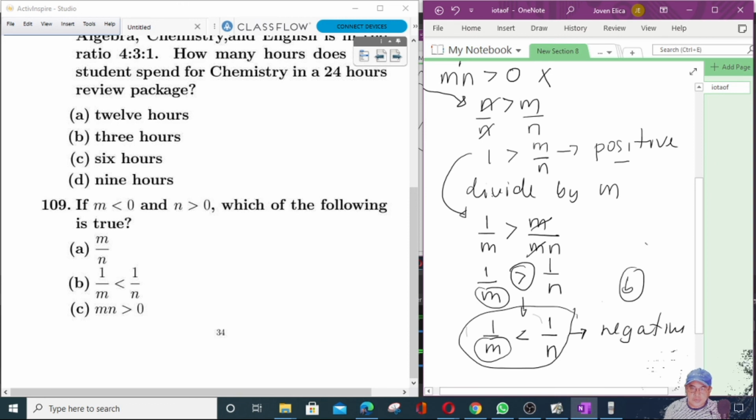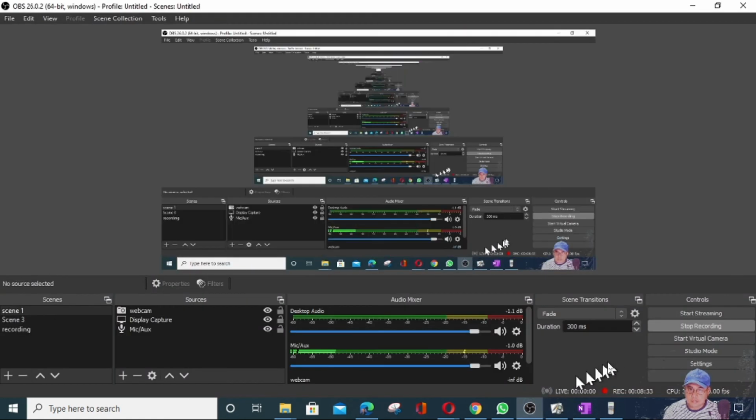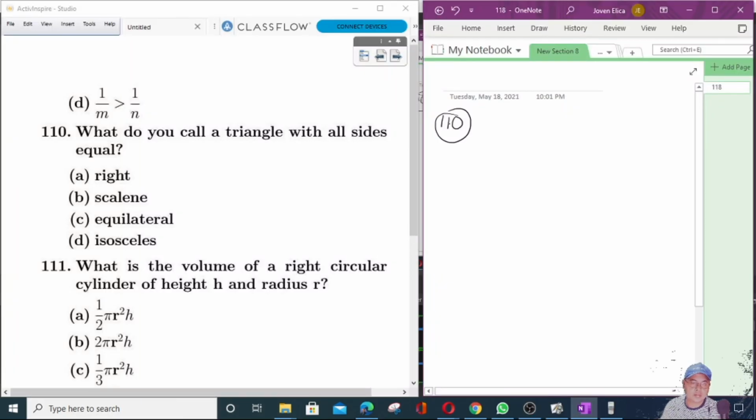Alright, so let's proceed with the last question, which is 110. Part 10. So 110 is just a definition. What do you call a triangle with all sides equal? So definitely the answer is letter C. We will go over this in my lecture series, where I'm going to discuss the different types of triangles so that you will know their definitions. But in this question, letter C is the answer.